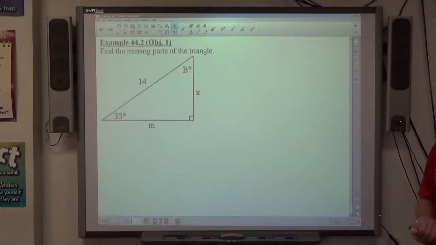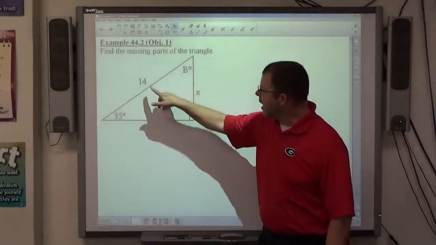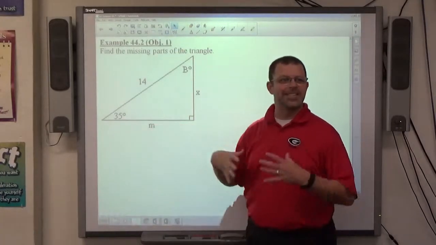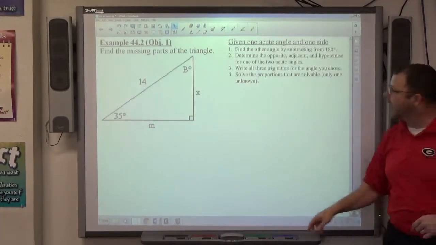Example 2, find the missing parts of the triangle. I want to go through this one quicker because it's basically the same problem as the last one. If we take a look at this, find the missing parts, I know a side, I know an acute angle. It's the exact same information, so we're going to use the exact same technique. Alright, we're going to use this.